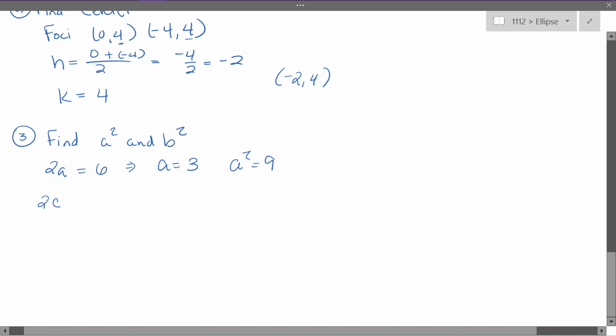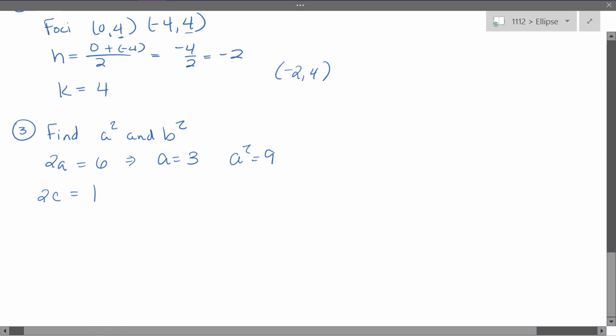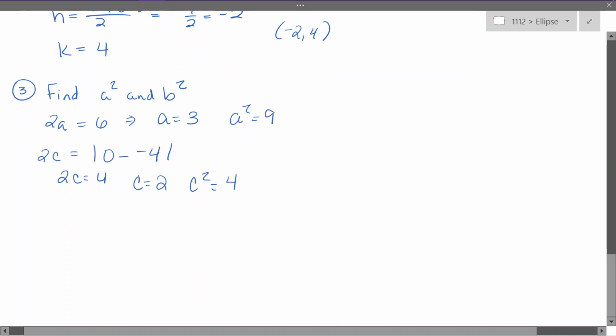We know that 2c is equal to the distance between our foci. Since they lie on the same y line, we only need to worry about the x's. So we get 0 minus negative 4. So 2c equals 4. c equals 2, c squared equals 4. Then we can use our other formula, b squared equals a squared minus c squared, to get b squared. So we have b squared equals 9 minus 4, which gives us 5.